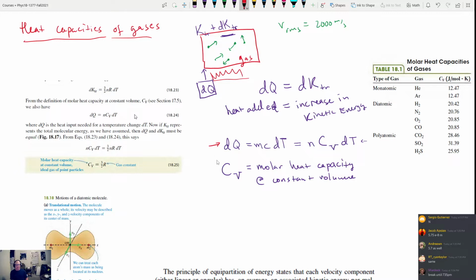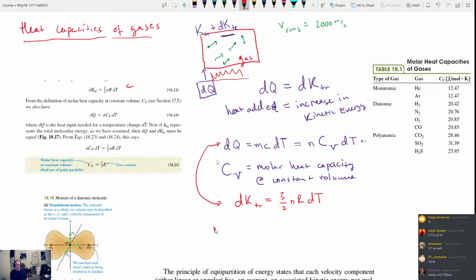And we also know, and that's why I included all this stuff over here, that the translational kinetic energy of the gas is going to be given by the equation that we used earlier today, 3/2 nRT, but instead of having just a T, we'll put a dT in there because we're talking about a change in temperature, right?